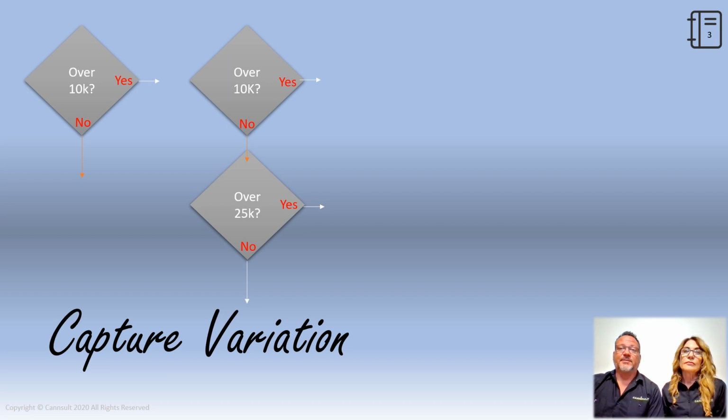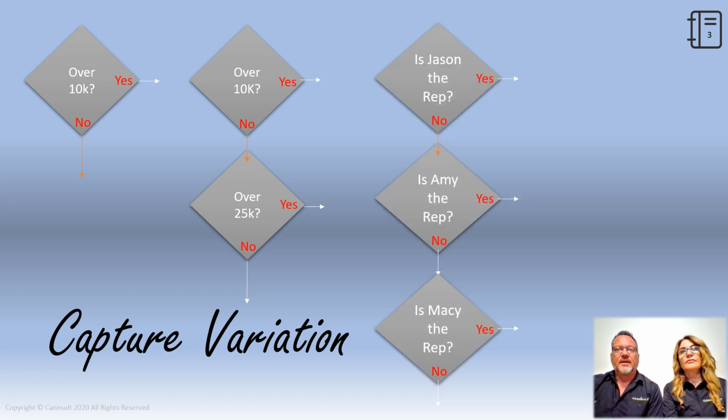Sometimes, and this happens a lot, each person does a process a little bit differently. This can be captured using decision points like we show it here. Is Jason the rep? If yes, here are the process steps that he follows. If no, is it Amy? Here are the process steps that Amy takes, etc.